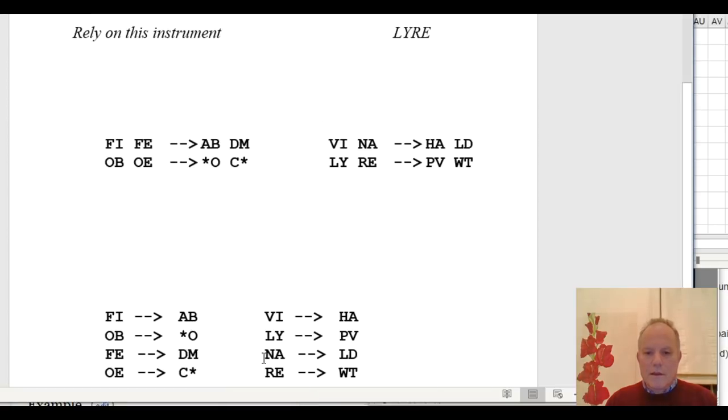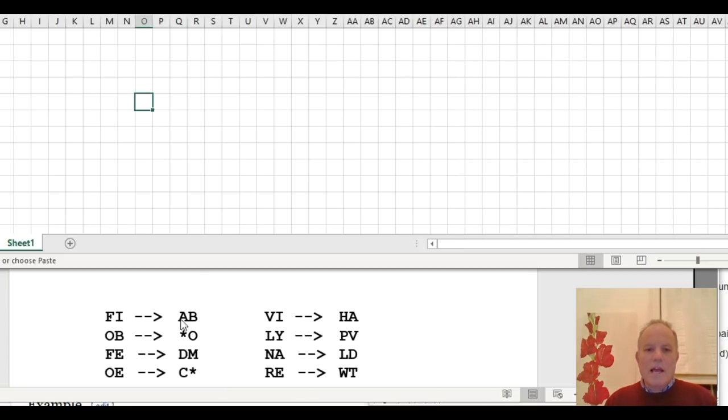We've got, here they are down here. FI becomes AB. OB becomes something O. Now that's good. That tells us that O and B are in the same row or column, possibly row. FE becomes DM. OE becomes C something. They're not very helpful. Although note that the F is the same in the first and the third pairs there. VI becomes HA. LY becomes PV. Now that's quite interesting. Y and V are two of those letters that are quite likely to be on the bottom row. And here they are, both the second in their pairs.